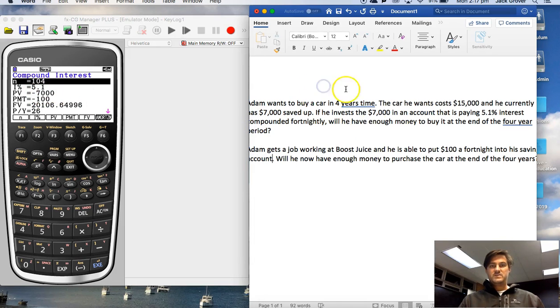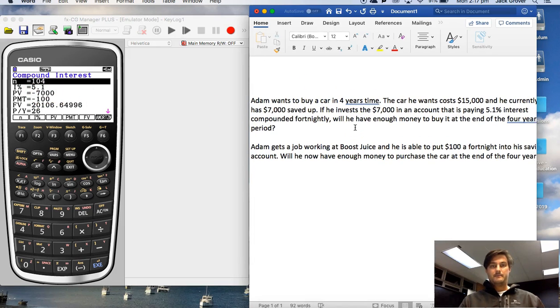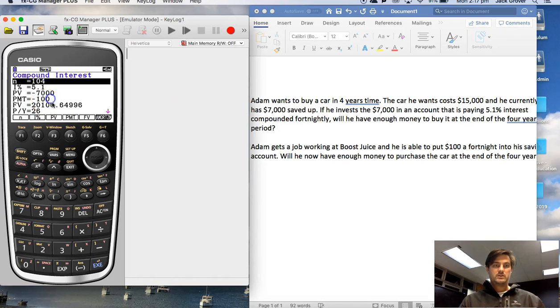This is a pretty basic one, but if the first answer is no, like it was here when we first figured that out without the payment included, it might ask you something like, how long would it take Adam to save up for the car if he didn't make any payments? We'll just do that one really quickly. We'll go down to payment. Let's pretend that he's not going to make those payments and he's just going to leave it there.